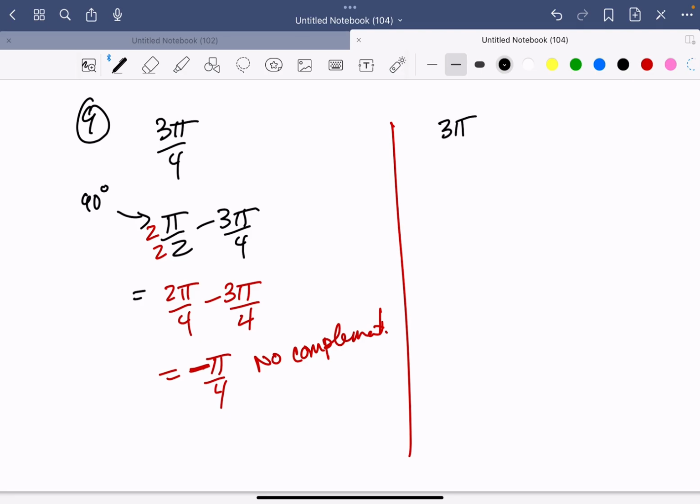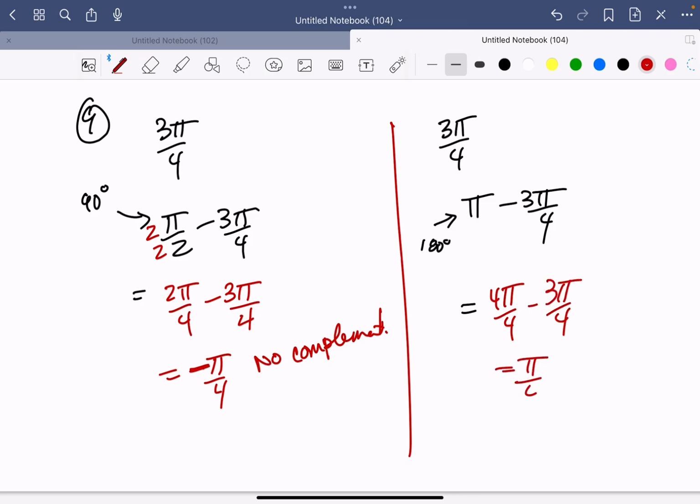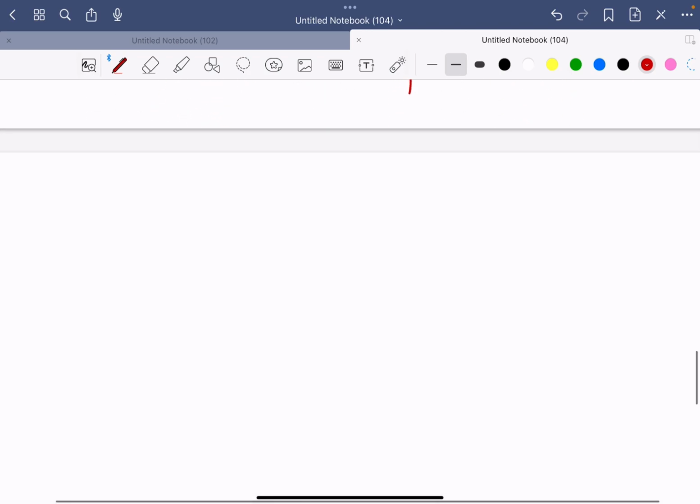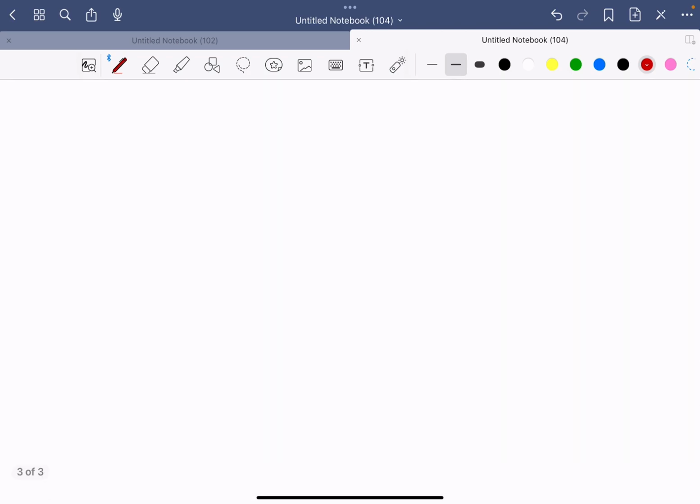So now if you have 3 pi over 4 and you want to do the supplement, I take 180, which in this case is written as pi, minus 3 pi over 4, and subtract those. Well, we know that that's just 4 pi over 4 minus 3 pi over 4, which is pi over 4. Okay? All right. Now let's change from radians to degrees and degrees to radians.